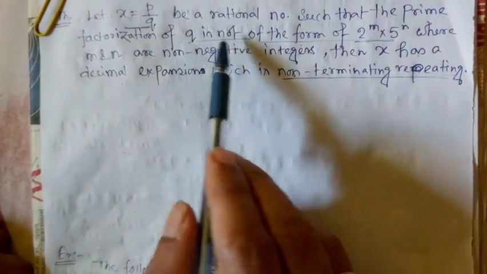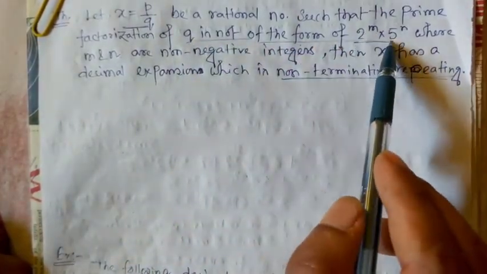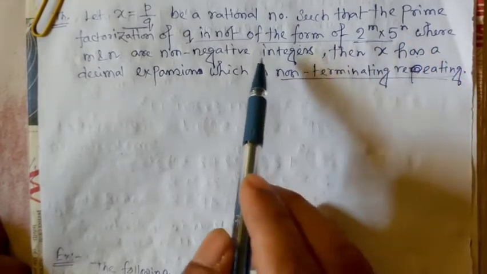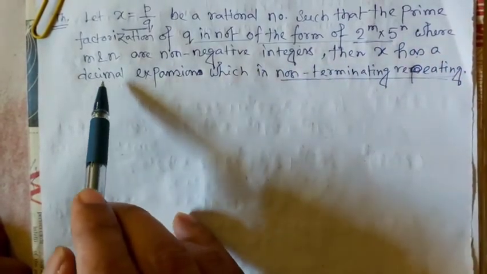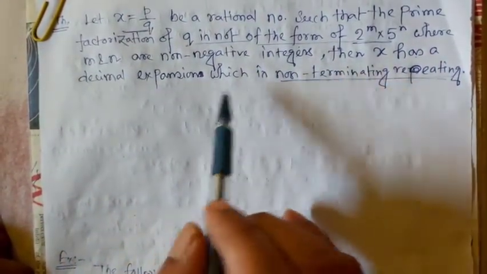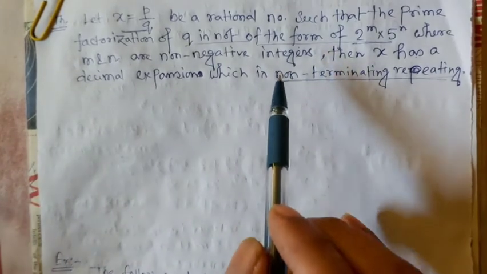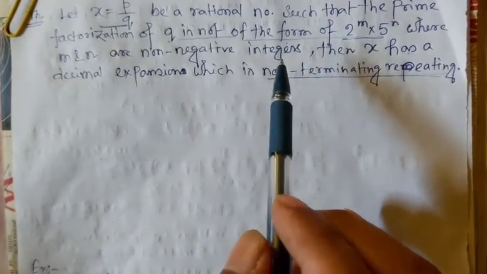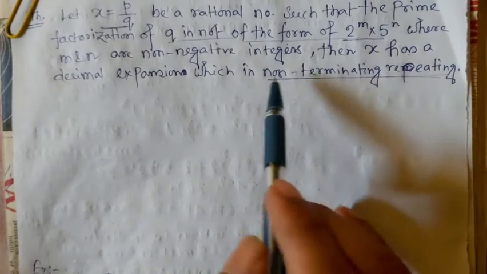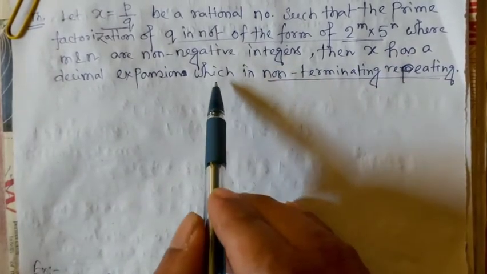So if q is in the form of 2 to the power m into 5 to the power n, then the decimal expansion is terminating. And if q is not of the form of 2 to the power m into 5 to the power n, then this is the rational.